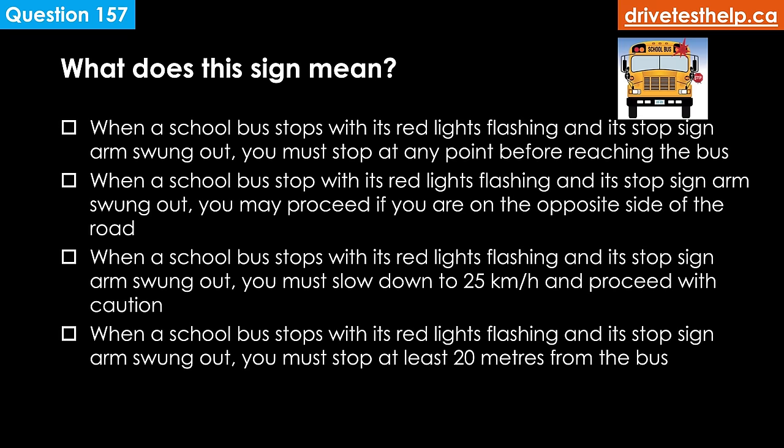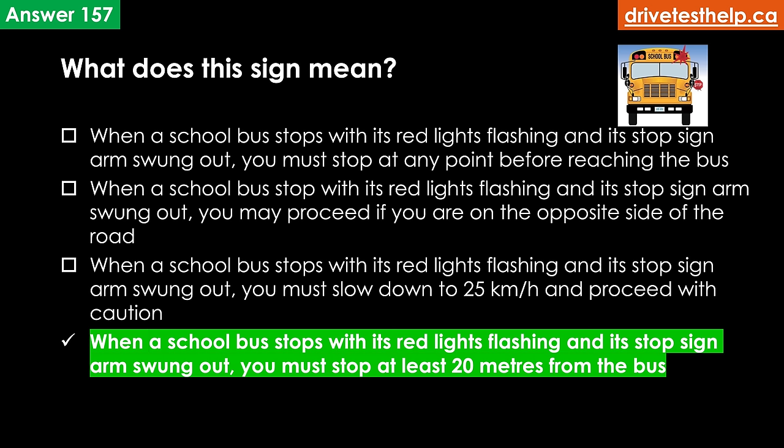The correct answer: when a school bus stops with its red lights flashing and its stop sign arm swung out, you must stop at least 20 meters from the bus. Remain stopped until the stop sign arm is retracted and the red lights stop flashing. The only exception is if the bus is stopped on the opposite side of a divided highway. In that case, you don't have to stop for it.